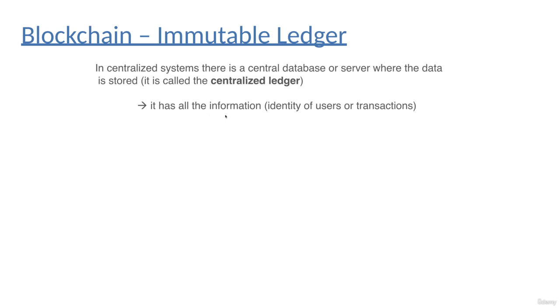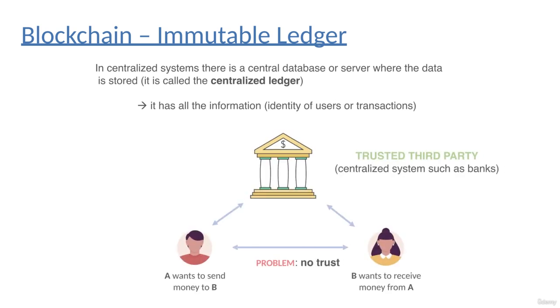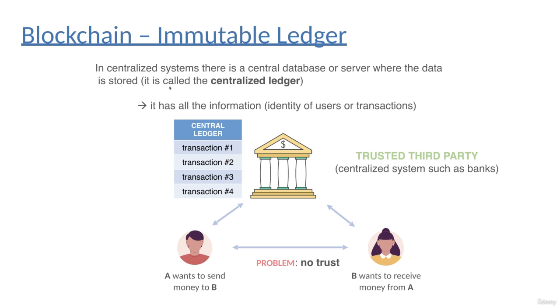And of course, it has all the information such as the identity of the clients, such as the transactions and so on. Okay, so this is the situation we have been talking about, that the first person wants to send money to the second person, and the problem is that they do not trust each other. So this is why there are trusted third parties such as banks, and there is a centralized database table, a so-called centralized ledger in every single bank in order to track the transactions.